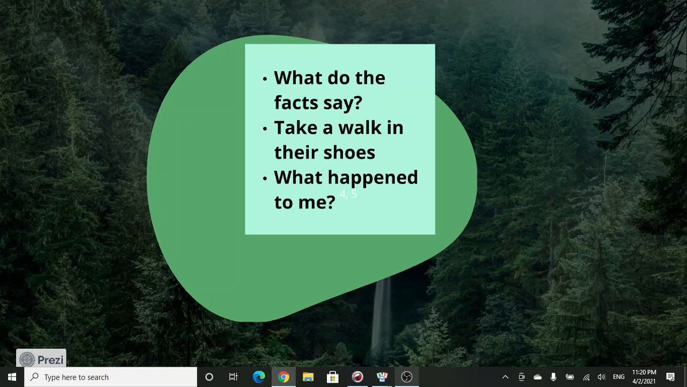A second tool is to take a walk in their shoes, or to try to see the perspective from others' point of view. This can allow one to interpret a situation while reducing the amount that their emotions get in the way of their interpretation.